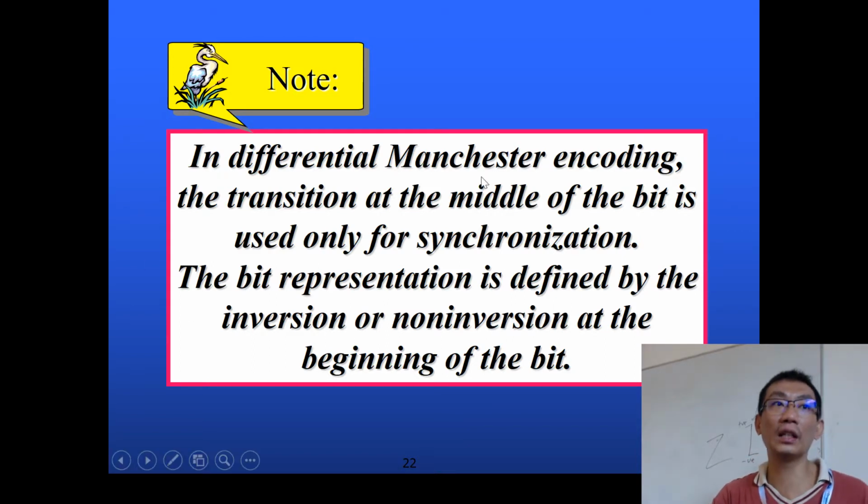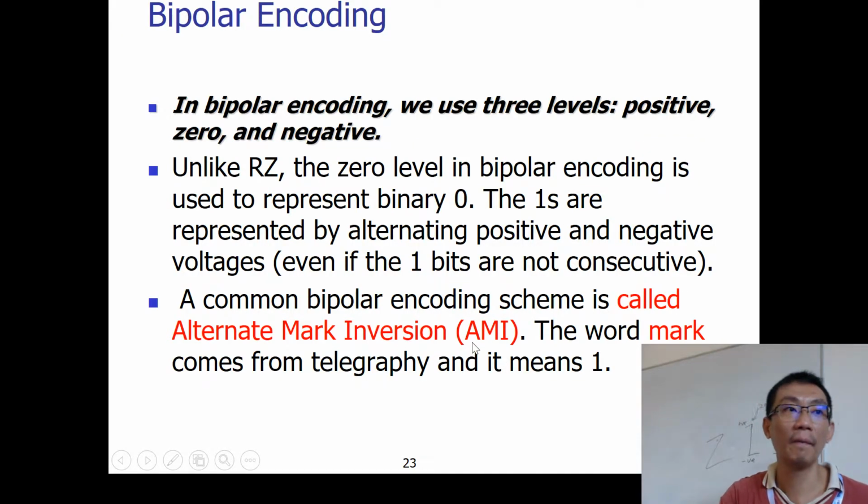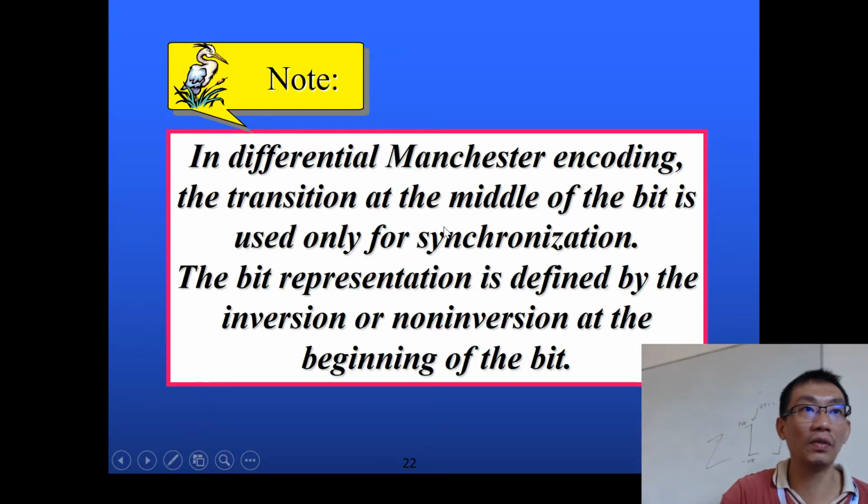In differential Manchester encoding, the transition in the middle is used for synchronization. Bit representation is defined by inversion and non-inversion at the beginning of the bit. All right, that is differential Manchester.